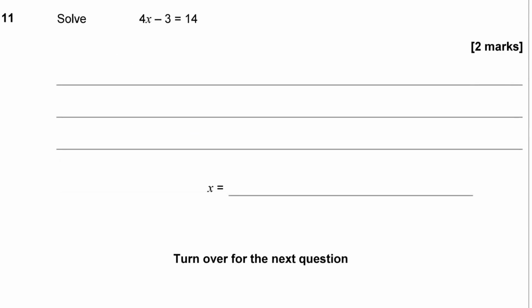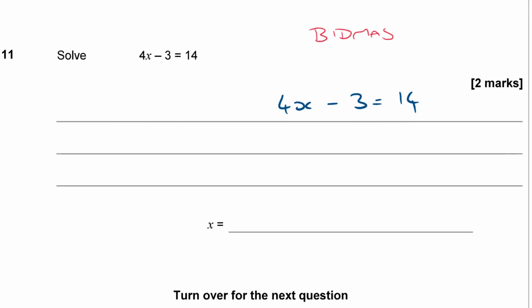Question 11. Solve 4x minus 3 is equal to 14. Now, the confusion with this is often about which one to move. People will know they have to either add 3 to both sides or divide both sides by 4, but they sometimes get it in the wrong order. You need to attack these in the opposite order of BIDMAS. If you knew x was 2, you'd evaluate it by multiplying it by 4 and then subtracting 3.